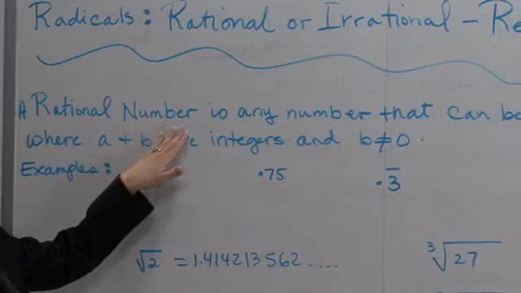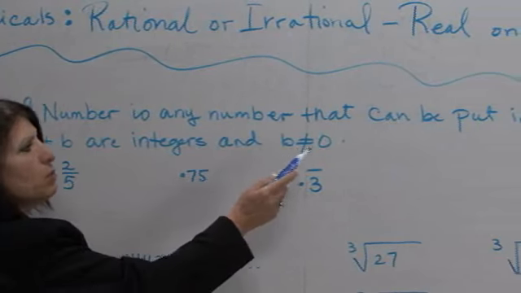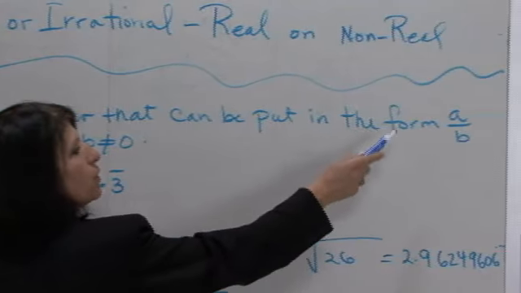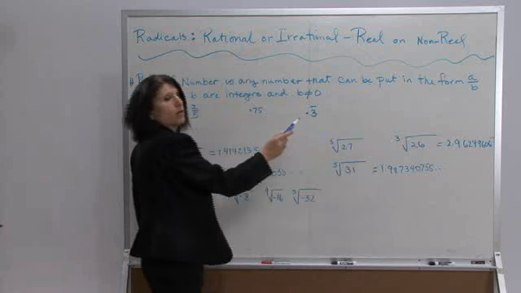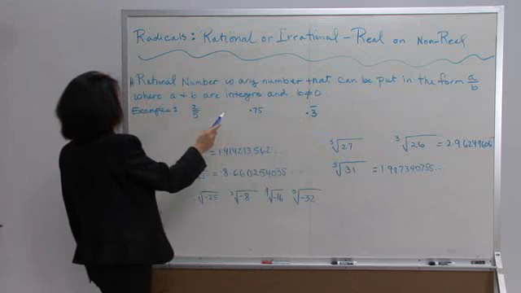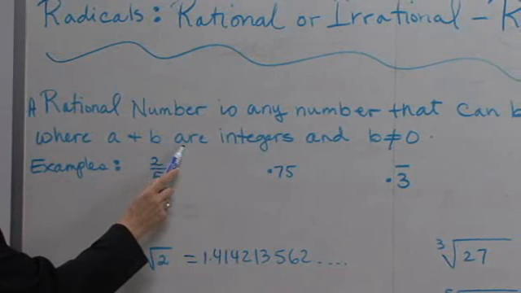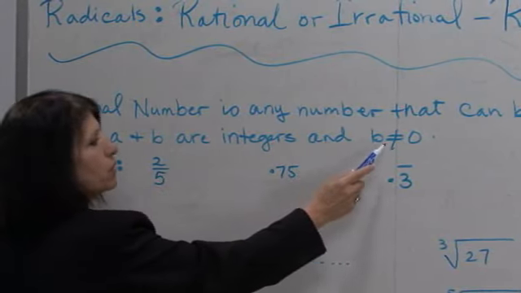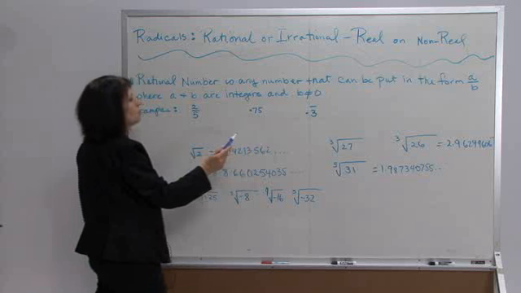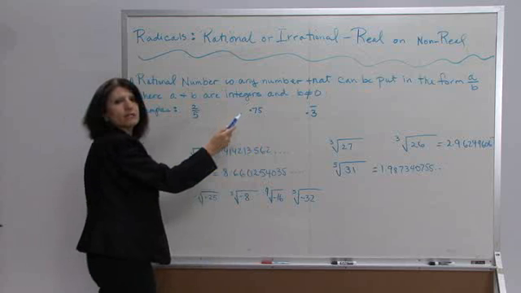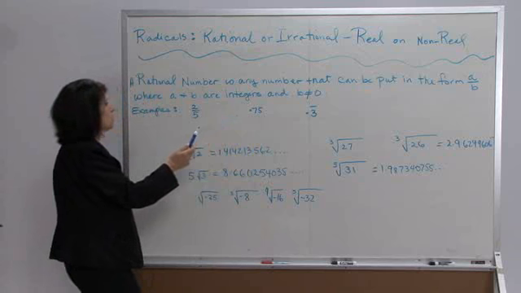A rational number is any number that can be put in the form a over b. Notice it has to look like a fraction, or you could put it in fraction form, where the numbers a and b are integers, and the bottom, of course, the denominator, cannot be 0. So any number you can write in fraction form is a rational number.